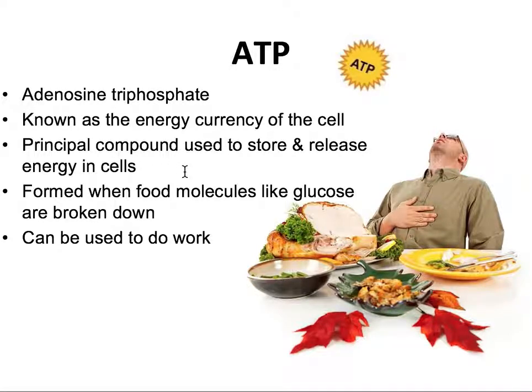It is the principal compound used to store and release energy in cells, and it is formed when molecules like glucose are broken down. So when we break down glucose, we get energy out of it in the form of ATP. And ATP can be used to do work.